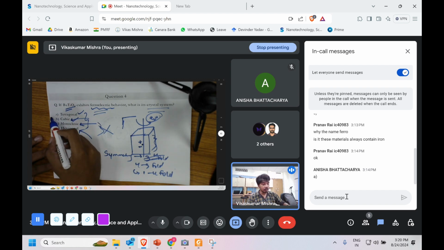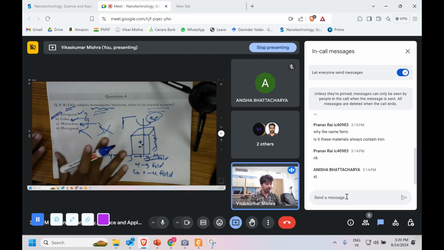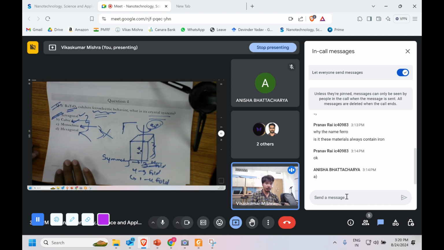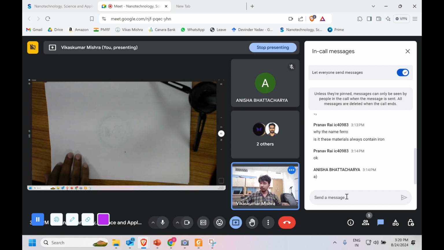So with that we can conclude that option A is the right option. Let me know if there is any doubt in this question. Since there is none, let's move toward the next question, question number 5.